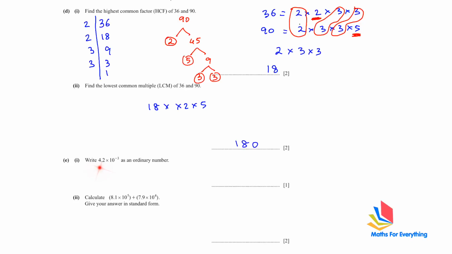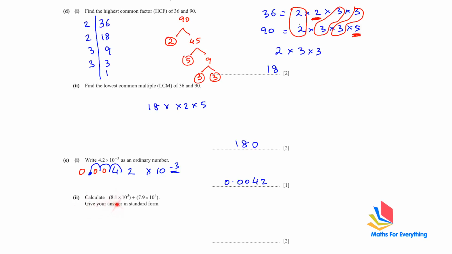Next, write 4.2 multiplied by 10 to the power of negative 3 as an ordinary number. So we have 4.2 times 10 to the power of negative 3. The negative 3 tells us we have to move the decimal to the right by 3 places. 1, 2, 3. So this is the decimal. The number before the decimal will be 0 and in the empty places put 0. So the answer is 0.0042.